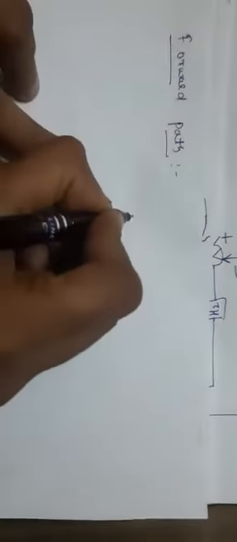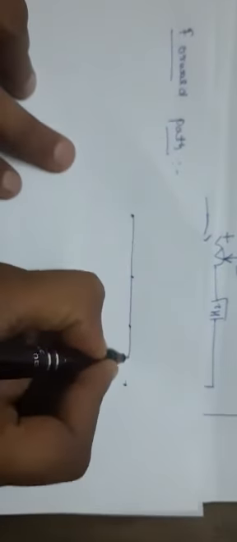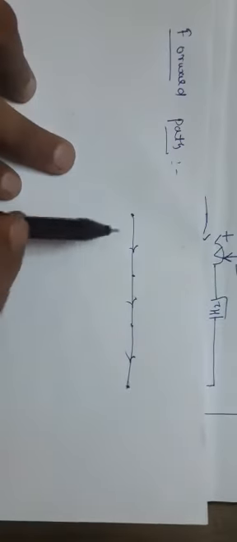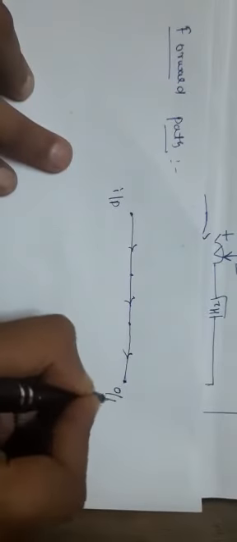Next is forward path. Forward path is the path that should start from the input and end at the output, even if it has many branches. A path has to go from input to output.